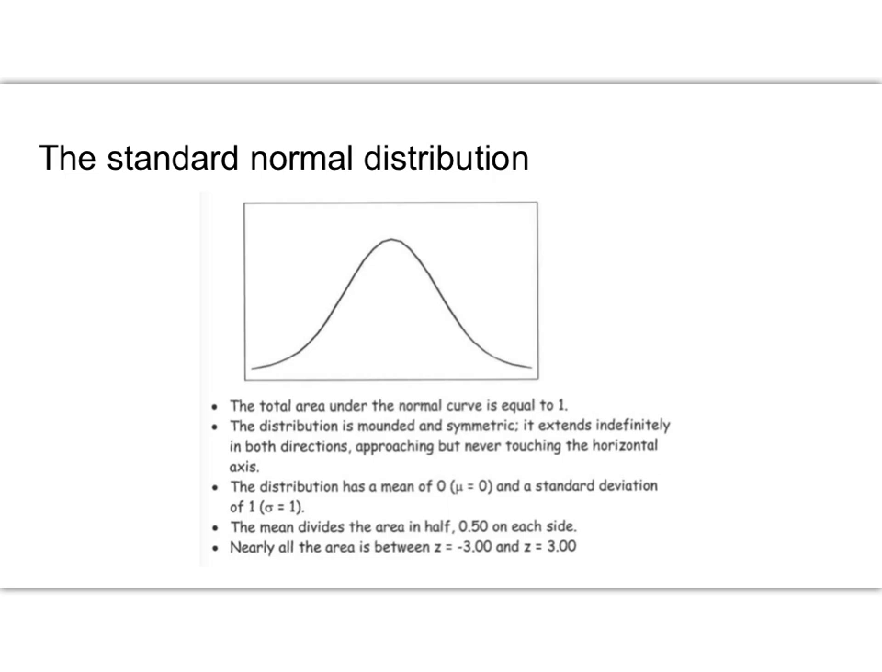If something is normally distributed, the total area under the curve is equal to 1. If we look at the distribution, it's mounded and symmetric and extends indefinitely in both directions. It approaches but never touches the horizontal axis. The distribution has a mean right in the middle, equal to 0, and a standard deviation of 1.